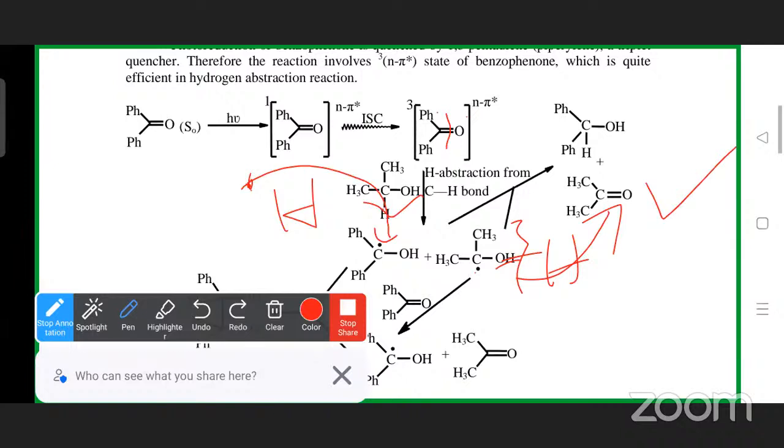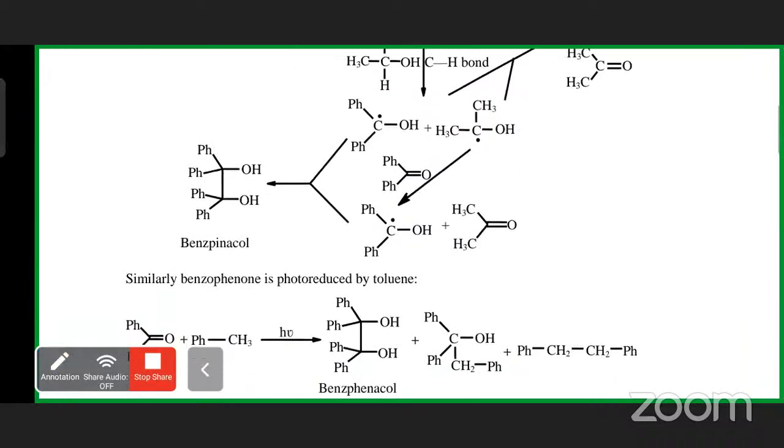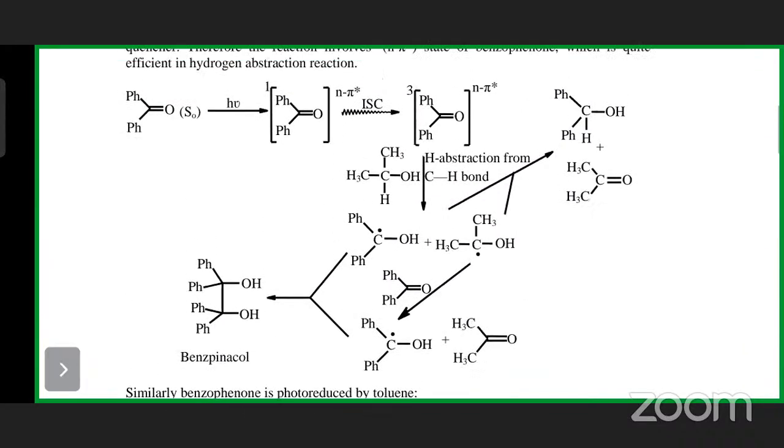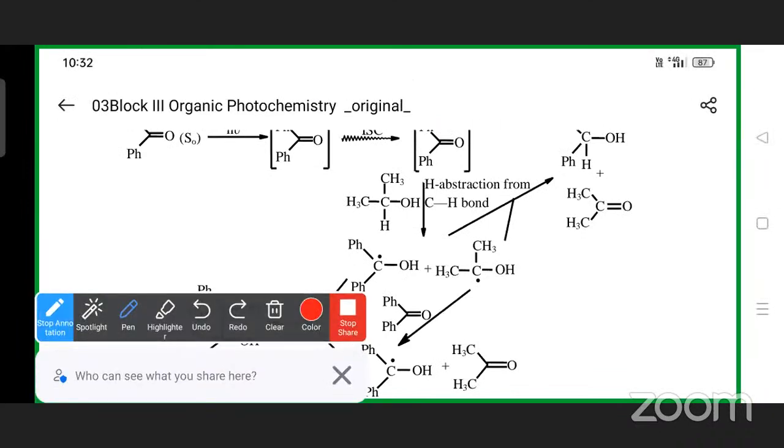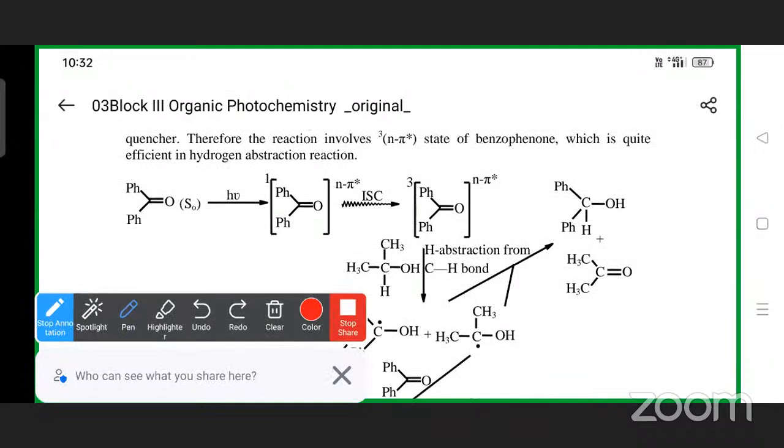Simultaneously, another hydrogen radical combines with this particular oxygen radical here. It leads to formation of this benzhydrol here. What is the product? Yeah, here. It leads to formation of this benzyl radical here.